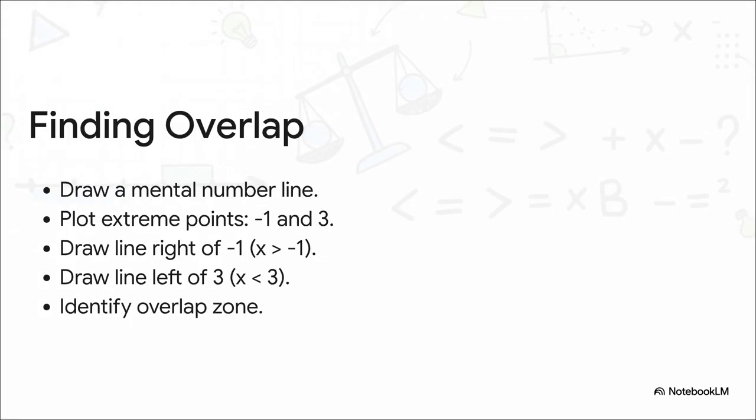Now, trying to hold both of those rules in your head, absolute recipe for disaster. To avoid simple mistakes, I highly recommend physically drawing a relative number line right on your scratch paper. It really helps visually anchor these abstract overlapping ranges. So you plot your negative 1 and you plot your positive 3. Draw an open circle at negative 1 and shoot an arrow to the right. Then draw an open circle at 3 and shoot an arrow to the left.